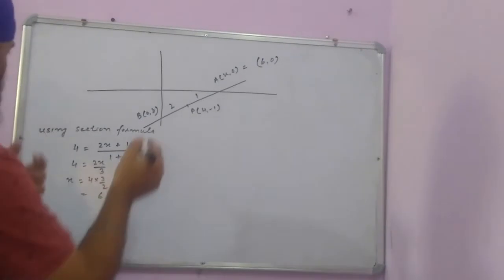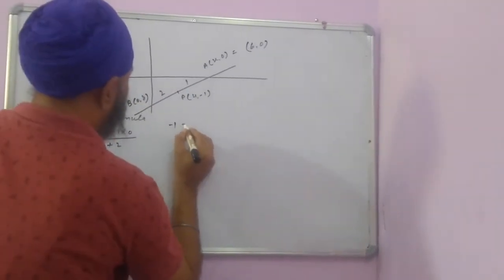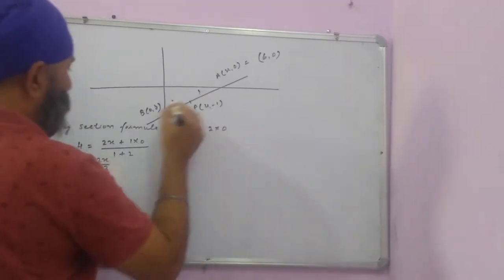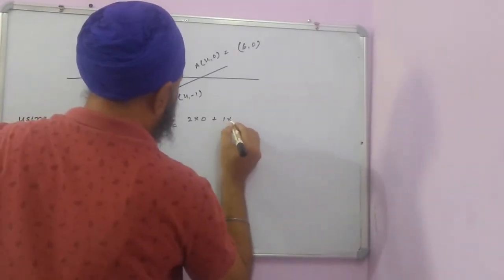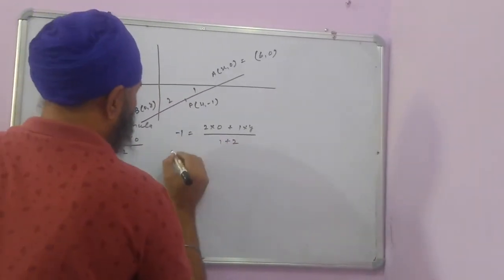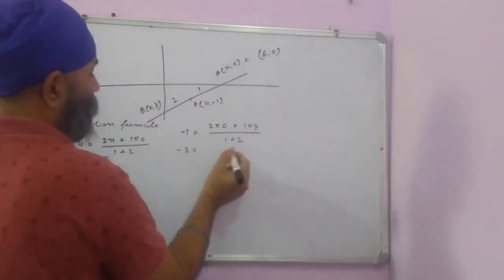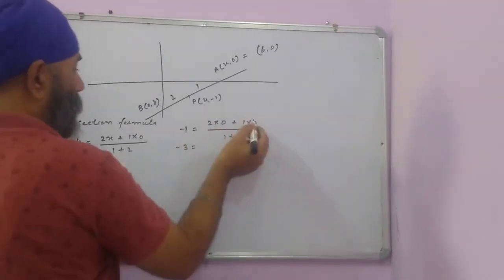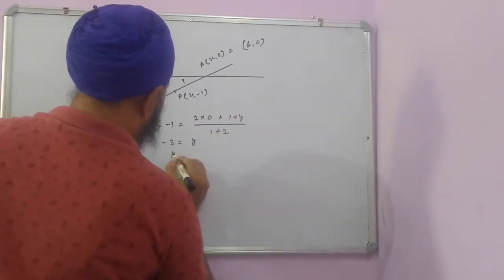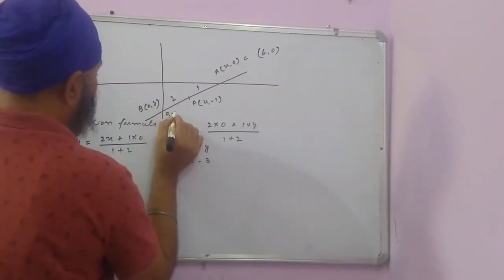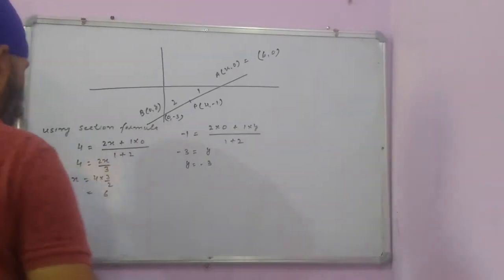Then to find y, minus 1 is equal to (m1 y2 plus m2 y1) upon (1 plus 2), that is 1 into y plus 2 into 0 upon 1 plus 2, 3. Cross multiply, 3 into minus 1, minus 3 is equal to y, or y is equal to minus 3. So this point will be (0, minus 3).